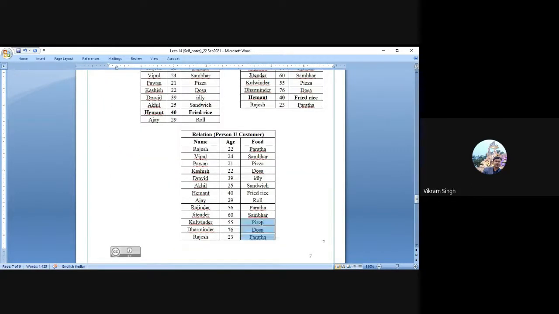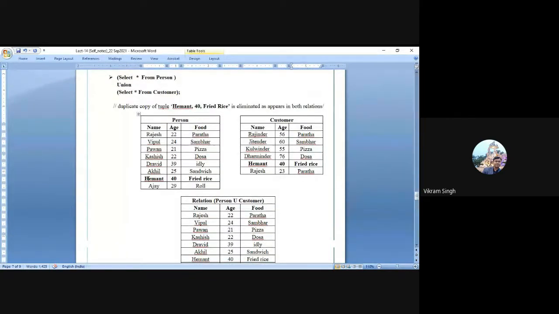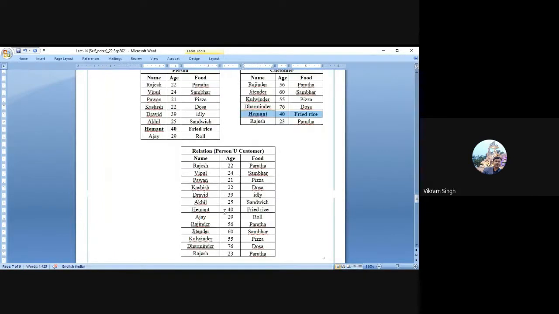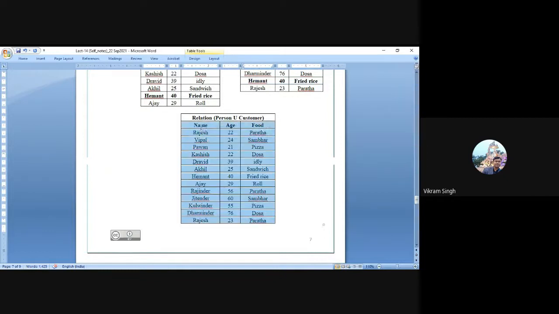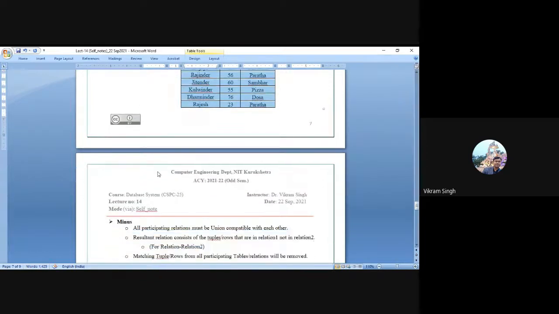And naturally, when we perform union, the duplicate instances of values will be removed. So in these two database tables, this tuple is appearing in both. So we have two instances of the similar tuple, and it will be eliminated in the resulting table, right? So now let's see the last one.